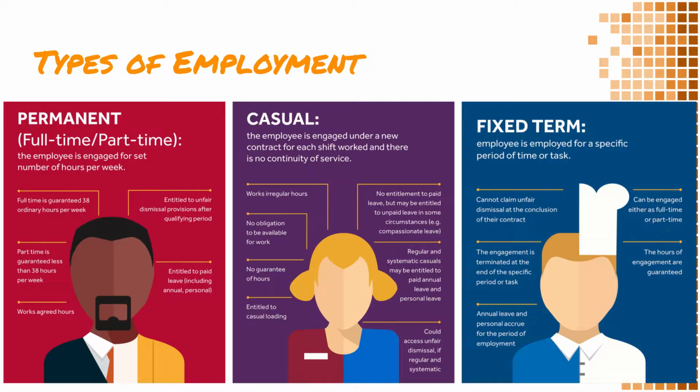For me as a teacher, for example, I am permanent. I have a job all the time. I am full-time. I work here 5 days a week, and I get around about 38 hours of work per week on my roster. I agree to the hours when I start working there.